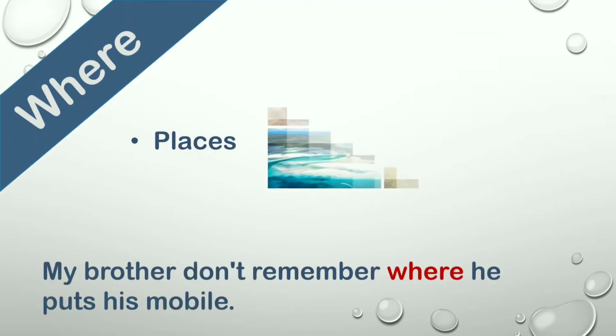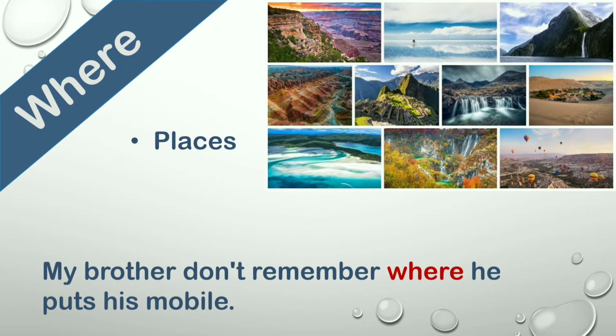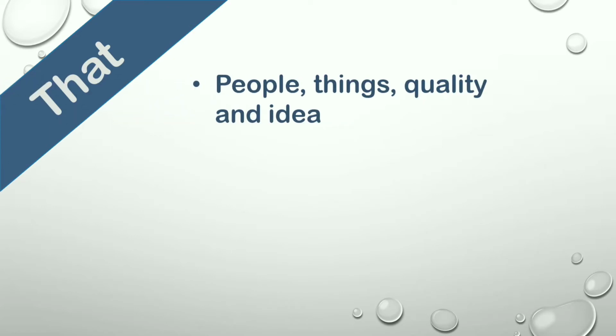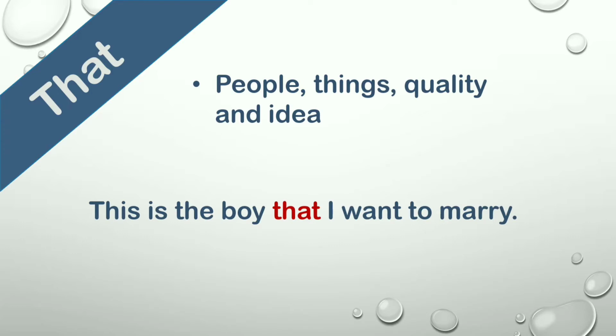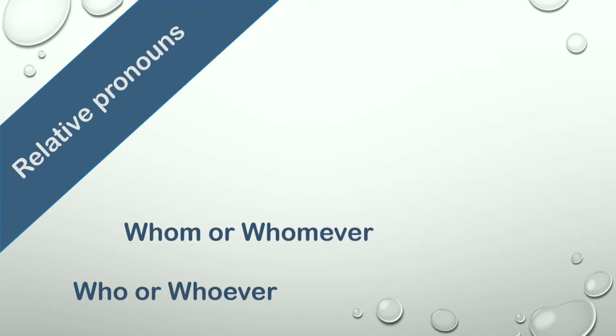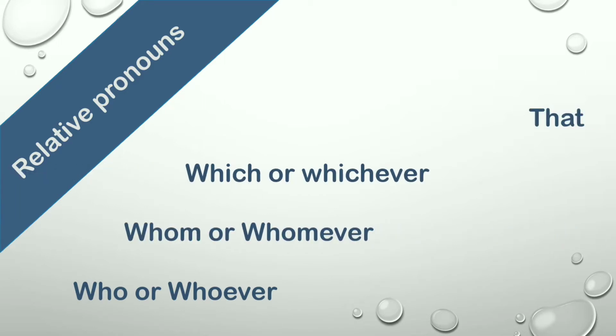We use where when we talk about places. For example, my brother doesn't remember where he put his mobile. We use that when we talk about people, things, quality, and ideas. For example, this is the boy that I want to marry. So, there are only a few relative pronouns in the English language, and the most common are who, whoever, whom, whomever, which or whichever, that, and whose. So, let's understand them one by one.